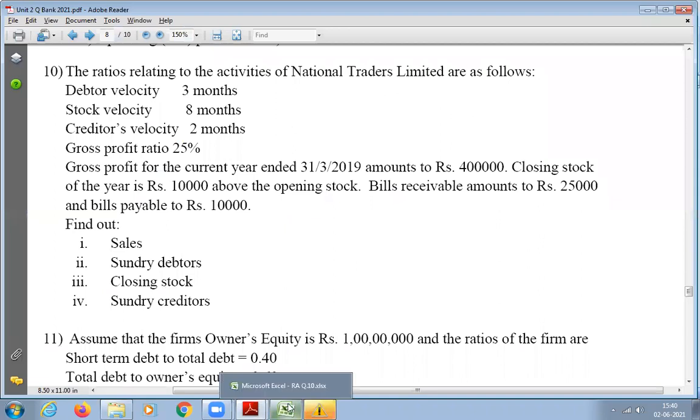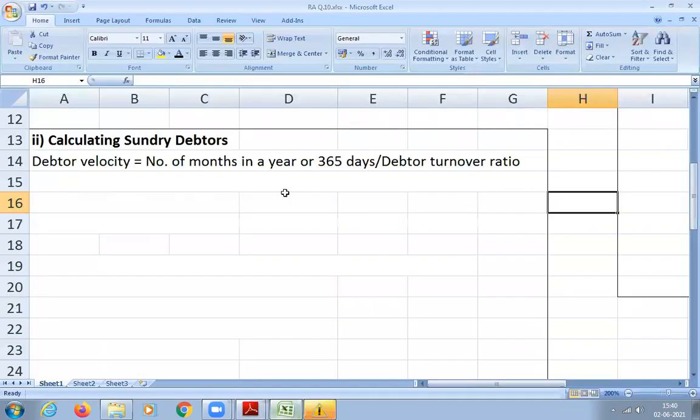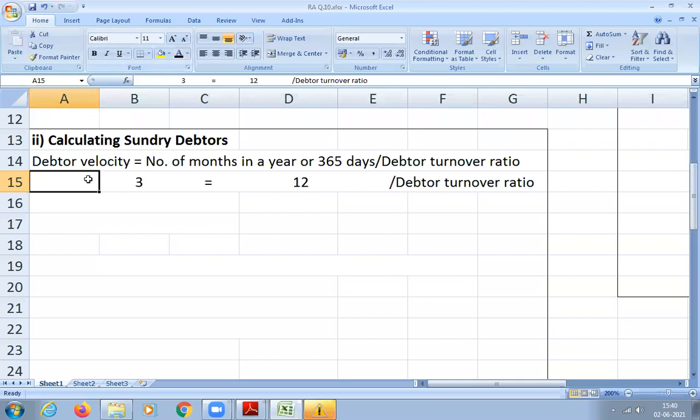So what will you take, number of days or number of months? 12 months. Yes, we will take months because our data velocity is in months, so we have to take even the numerator also in months. So we will take number of months.